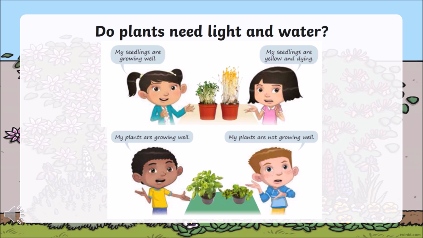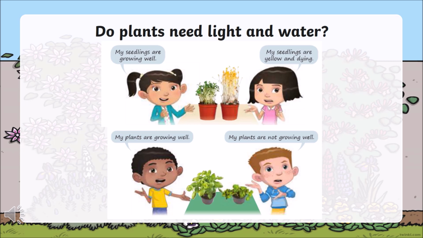Now the girls at the top. The one on the left, she says, my seedlings are growing well. And the one on the right says, my seedlings are yellow and dying. But look, the yellow ones are so tall. Why are they so much taller than the first ones?